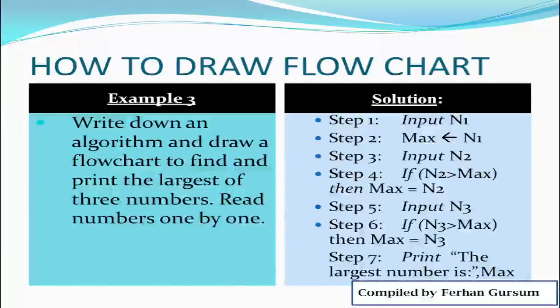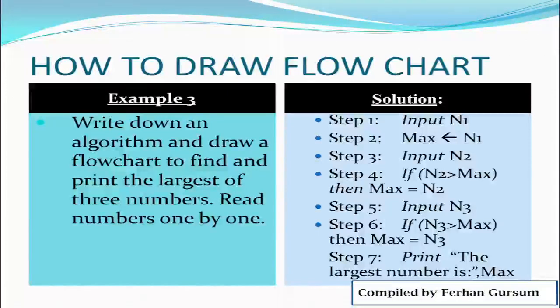This is the algorithm. Step 1, input N1. Step 2, let us assign number 1 as maximum. Step 3, input the second number. Now we have 2 numbers, so we have to know from these 2 numbers which one is the maximum number. Step 4, if number 2 is greater than max, then max is equal to which? N2. Step 5, again we have to take the third number, which means we input N3.